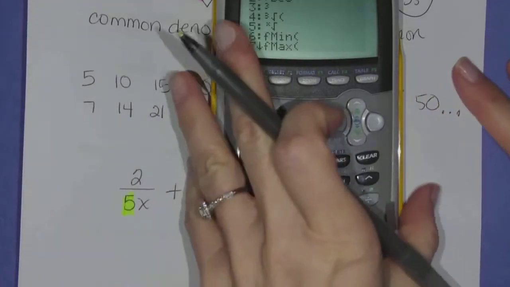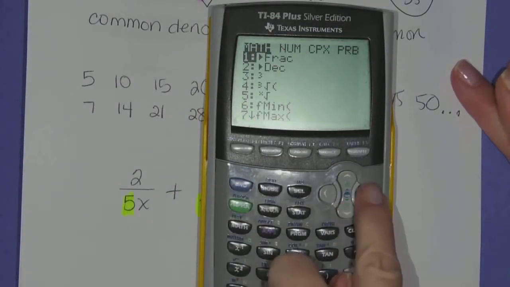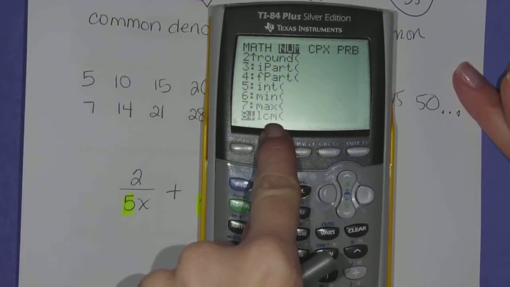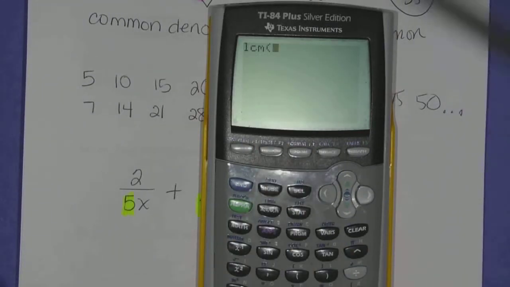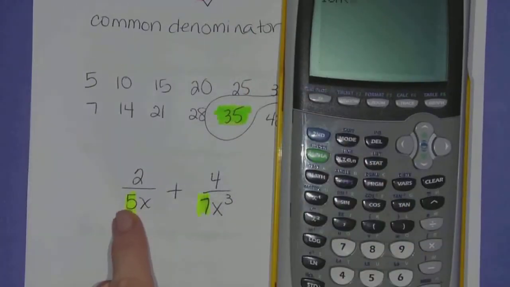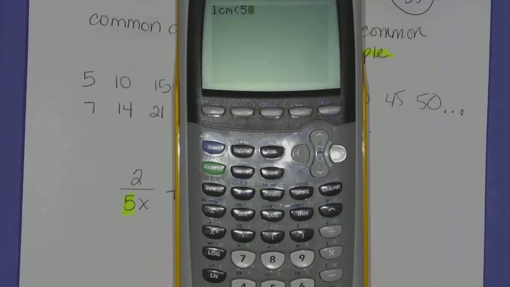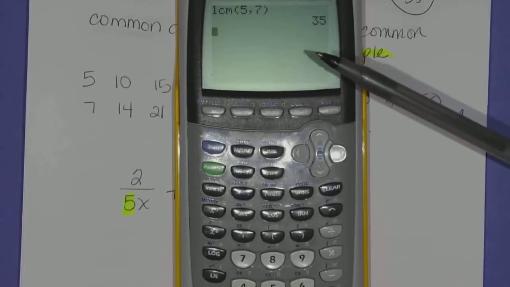Hit that, and then you're going to want to highlight num, so you're going to arrow off to the right, and you're going to come all the way down to number 8. If you look at number 8, right there it is, LCM. So you hit enter, and you type in your two coefficients, so 5 and 7, and you separate those with a comma. So we're going to go 5, comma, 7. And I close parentheses and hit enter, and you'll see it'll spit that 35 right out.